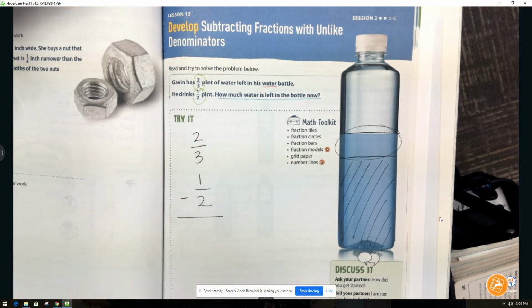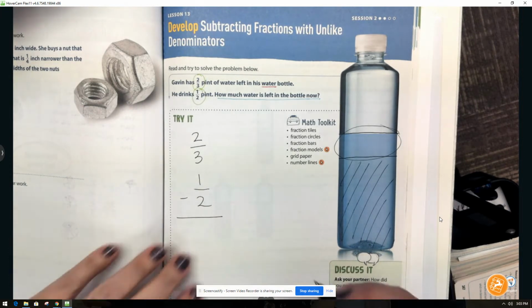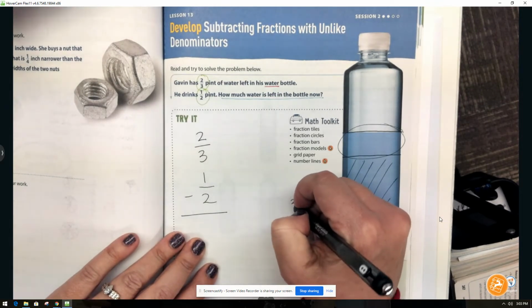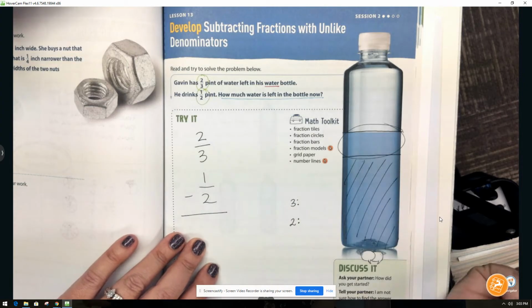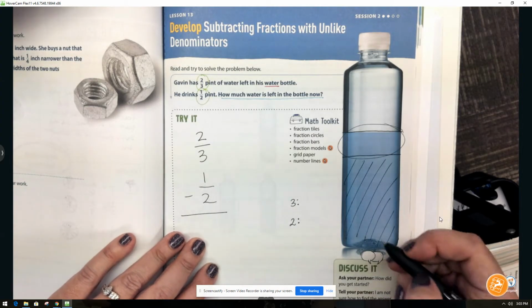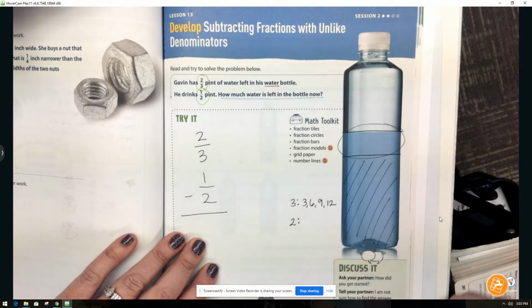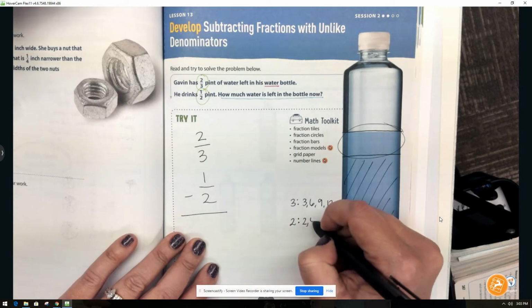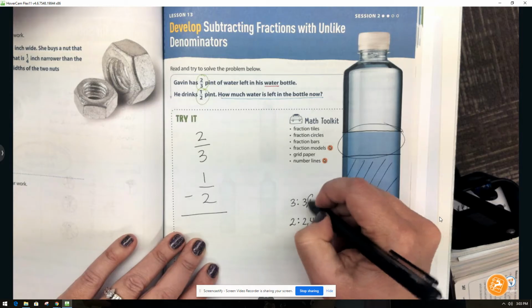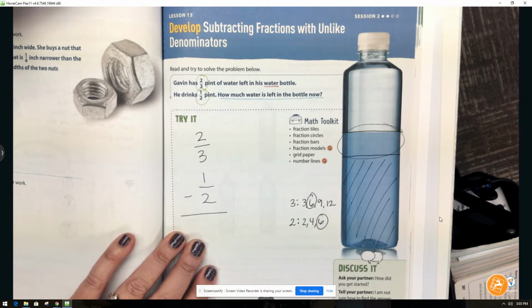Now, just like with adding fractions, we cannot subtract fractions that do not have a common denominator. So we need to go ahead and find the multiples of both 3 and 2. And we're trying to find the lowest common multiple. So the multiples of 3 are 3, 6, 9, 12. And I think that's enough. And then the multiples of 2 are 2, 4, 6. And we can go ahead and stop at 6 because both 3 and 2 have a common multiple of 6.